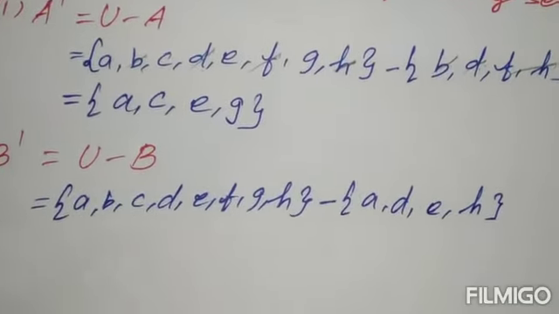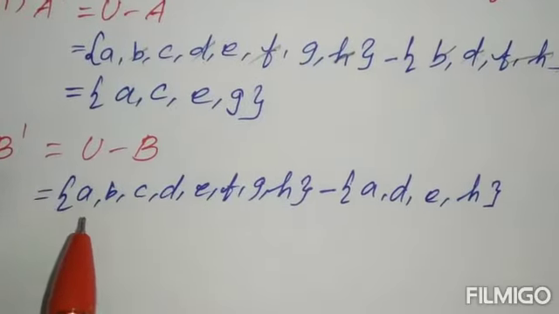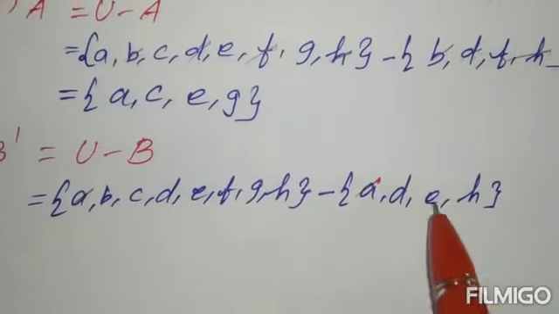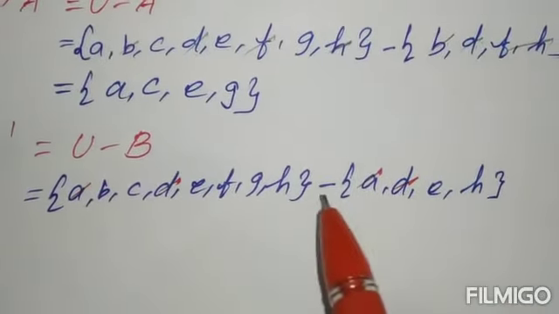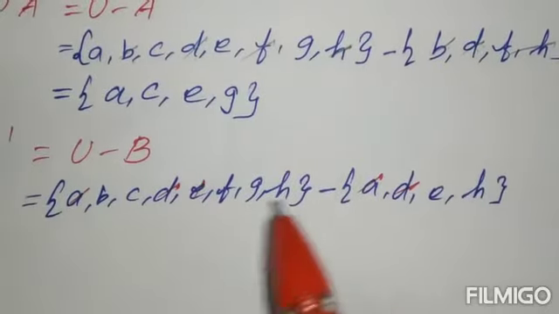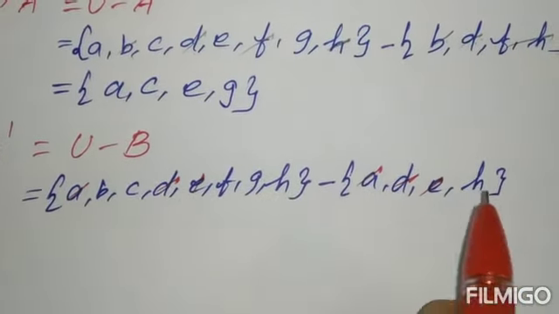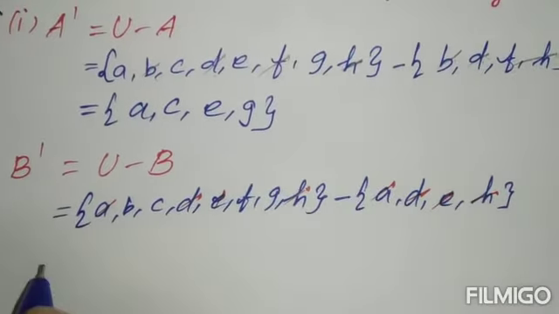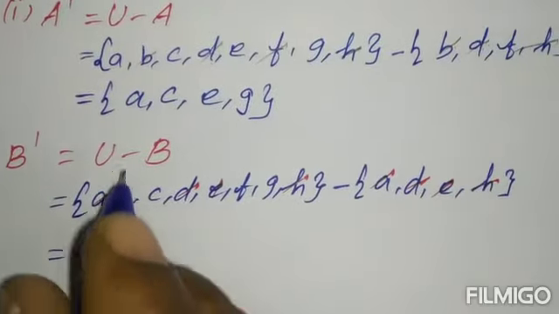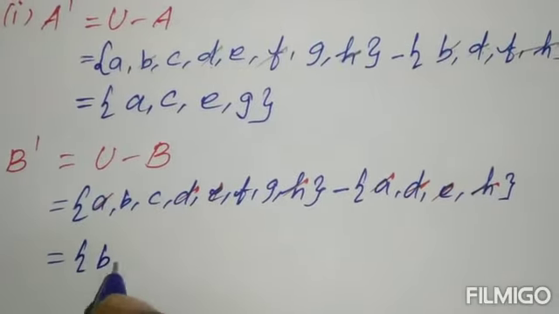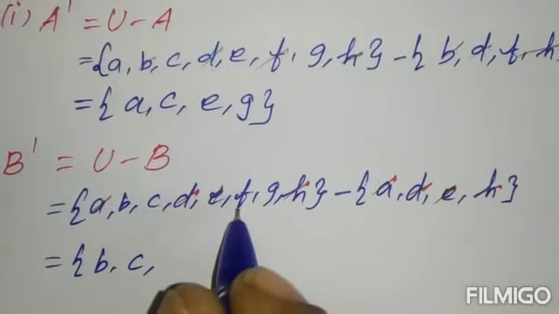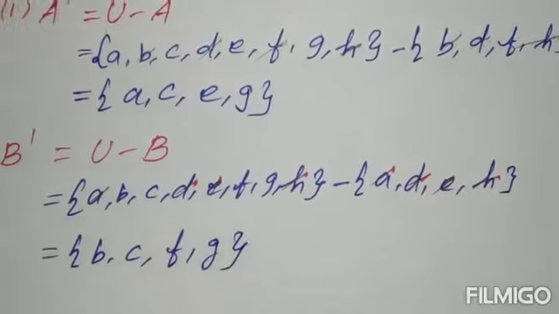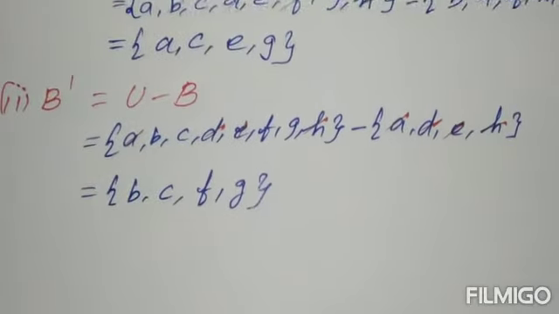Now we can cancel the common elements. A is common, so cancel it. Then D is common, so cancel it. Then E is also in both, so we cancel E. Then H is also common, so cancel the H. So write the remaining. So the elements of U minus B are B, C, F, G. These are the elements of B complement.